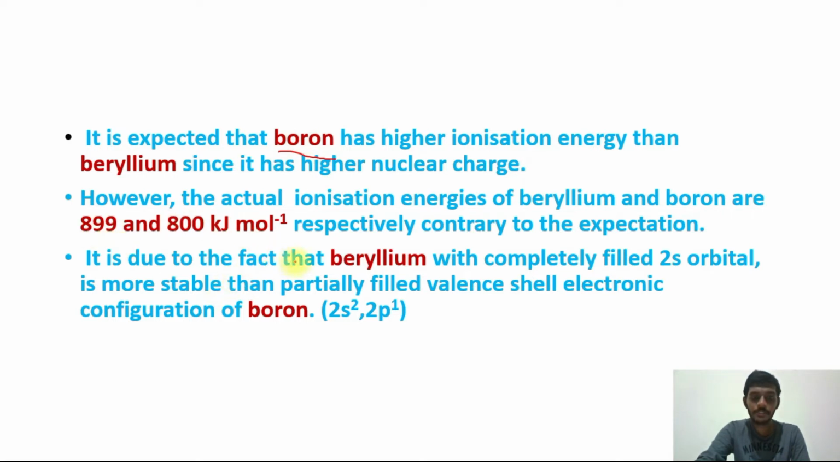Why? It is because beryllium has a completely filled 2s orbital. Beryllium comes under the alkaline earth metals and boron comes under the p block elements. Here boron has 2s2 and 2p1 as valence electrons and beryllium has a completely filled 2s2 orbital. So due to the completely filled orbital, beryllium has more ionization energy than boron.